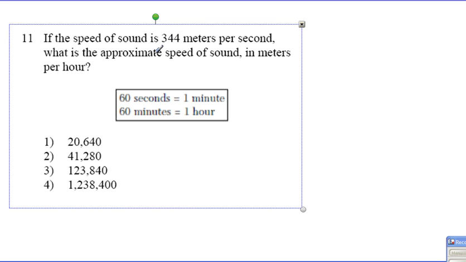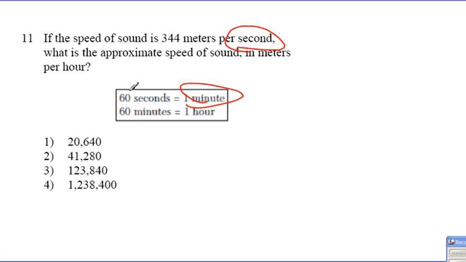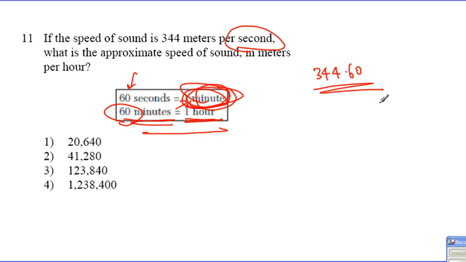Speed of the sound is 344 meters per second. Okay. Now, meters per hour. So, in order for it to go from second to the minute, we have to multiply by 60 because we have 60 of these happening within 1 minute. Alright, then our answer will be 344 times 60. Alright, but we're not done yet because we are trying to convert it into hour. That means we need 60 minutes to get into 1 hour. So that means we have to multiply this one by another 60. Now, once you have done that, then you will get our answer.